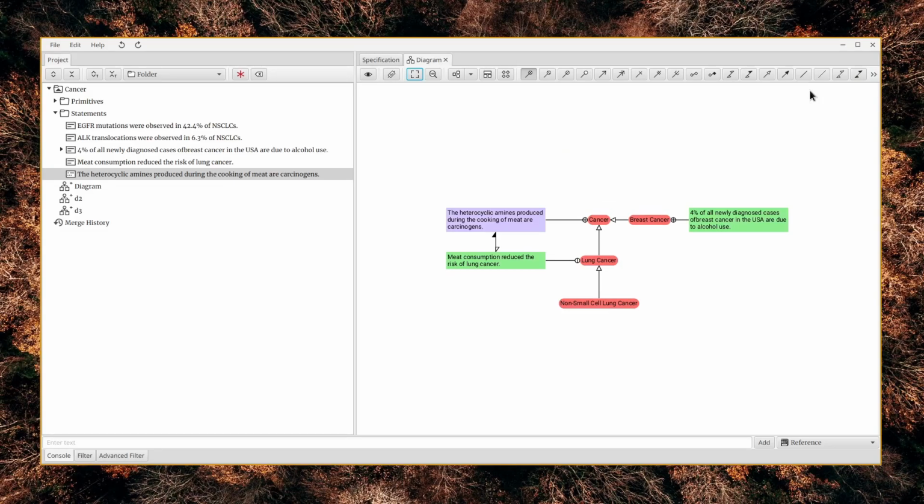As you might remember, I already added these two statements in the information tree. Interestingly, these statements indicate positive correlation between some genes and non-small cell lung cancer. I will add them into the diagram.